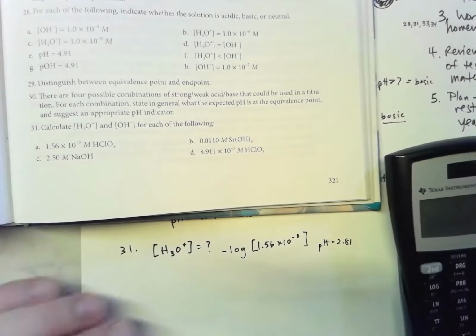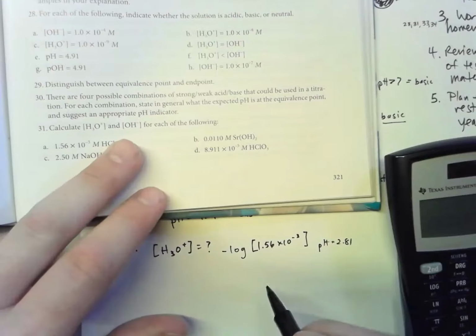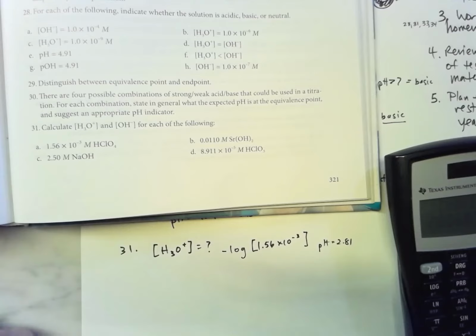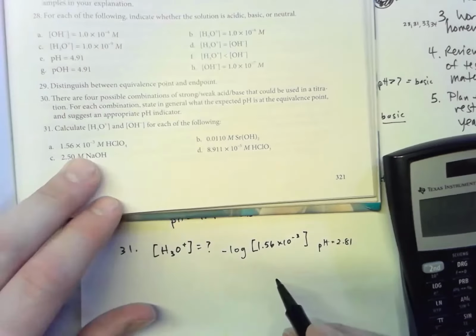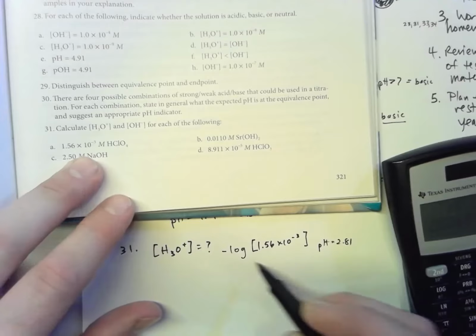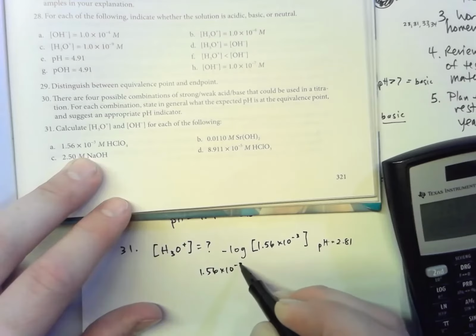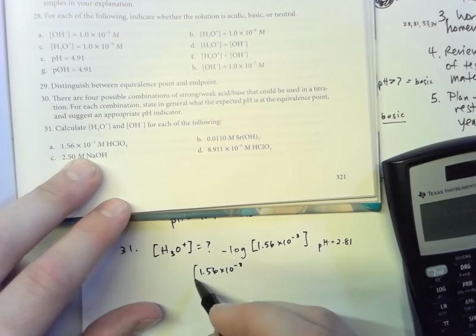What about the OH? Oh, I'm sorry, man. I didn't read my instructions. Foolish. Okay. So sorry. The actual answer is 1.56 times 10 to the negative third. That's it. So 1 to 1.